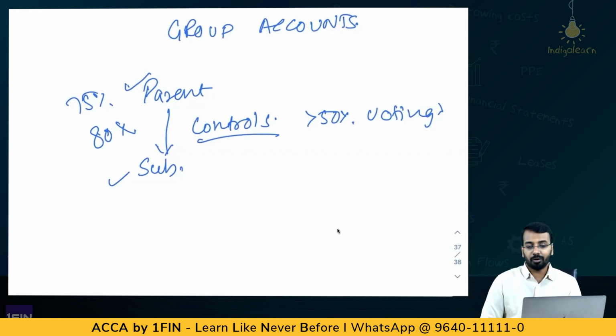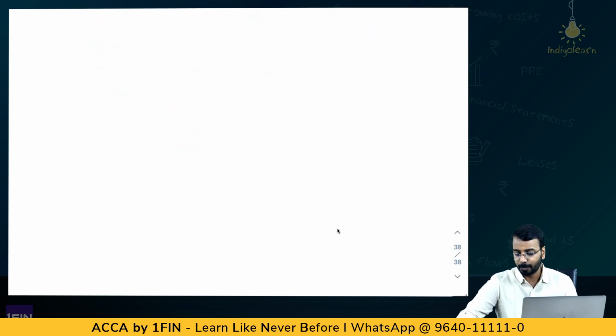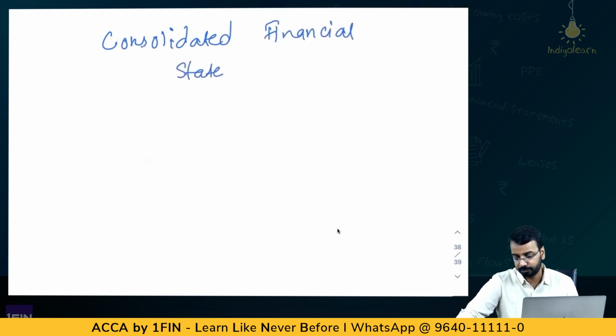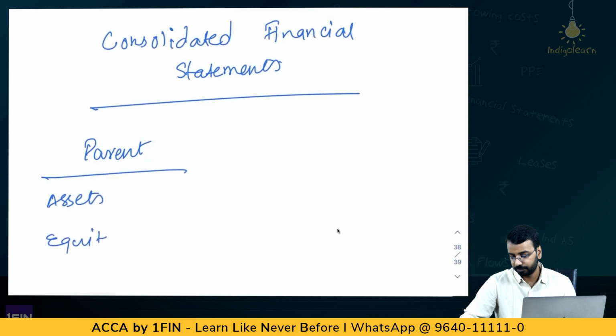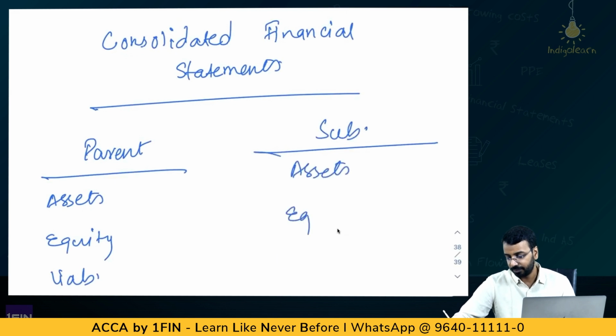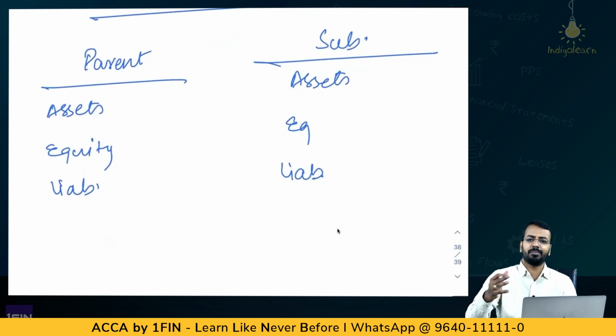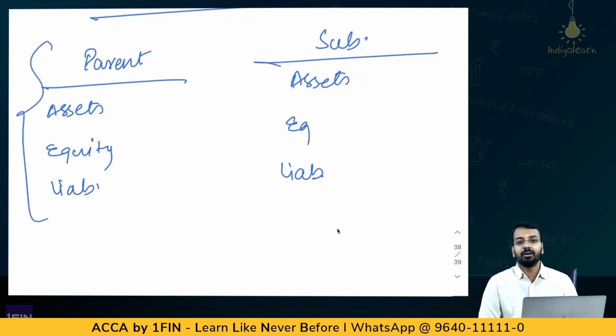Now a large part of the discussion around group financial statements is the preparation of consolidated financial statements. When we say consolidated financial statement, you have the parent financial statement which has assets, equity and liability. You have the subsidiary's financial statement which also has assets, equity and liability. In the separate financial statements they will prepare normally, but when an investor wants to understand as a group what the financial performance and financial position is, we prepare something called a consolidated financial statement. So you have parent, you have subsidiary, and these are the broad components.